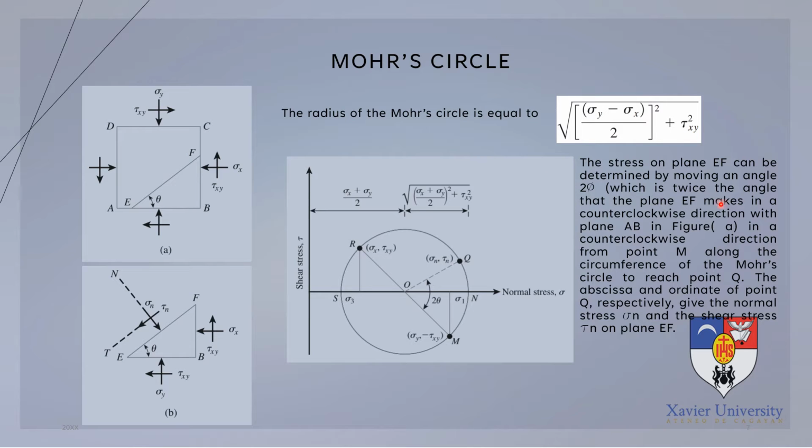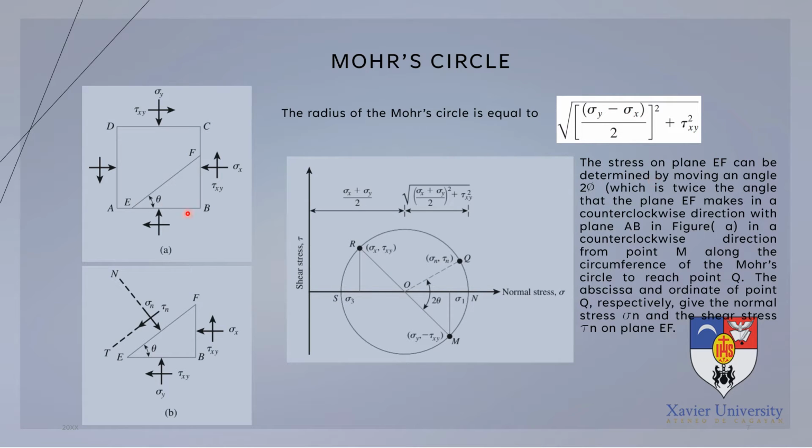So the radius of the Mohr circle can be calculated using this equation. Or it could be directly plotted on the normal stress axis, or the x-axis. This is the distance from the center of the circle at point O to the origin, or we can use this equation.